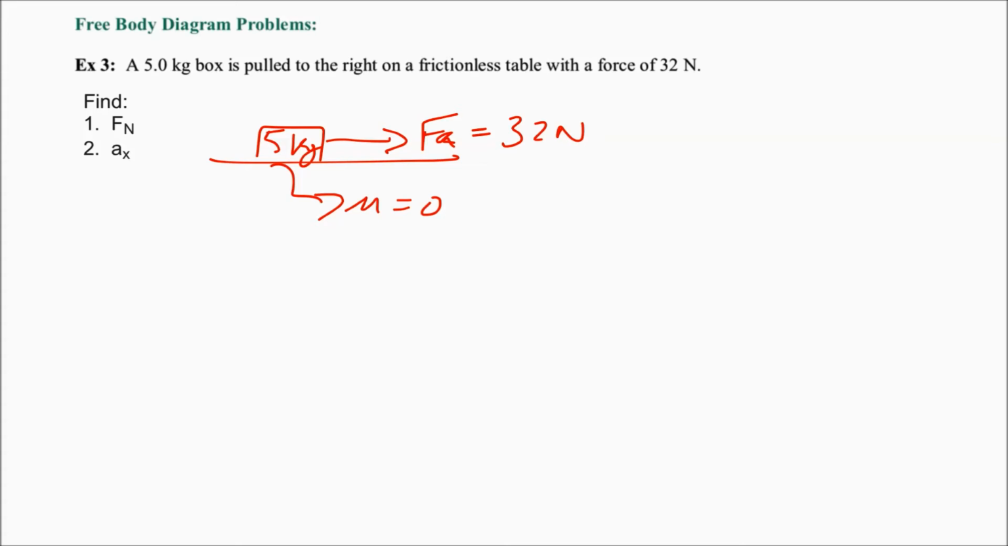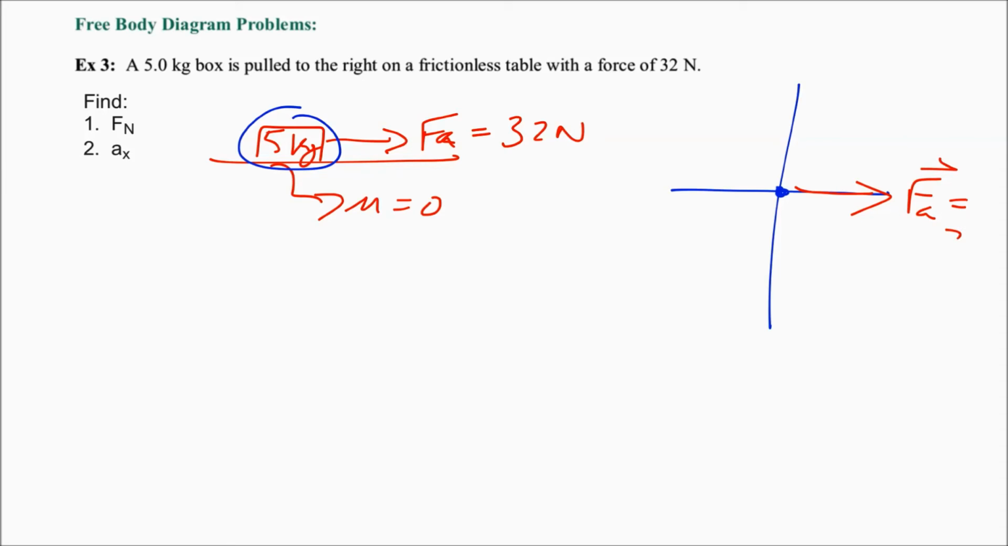Alright, so we want to draw a free body diagram, and the box is obviously going to be the free body. So we draw our coordinate system with our dot in the middle, and now all the contact forces. We've got an applied force of 32 newtons, and then we've got a normal force from the tabletop that's going to be pointing up, and then we've got the force of gravity pointing down.